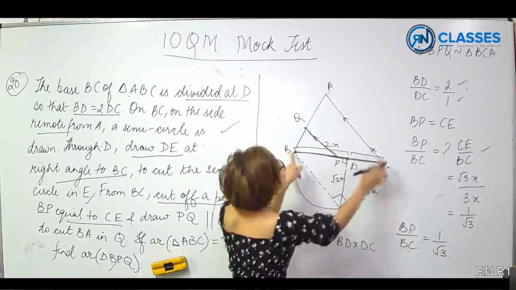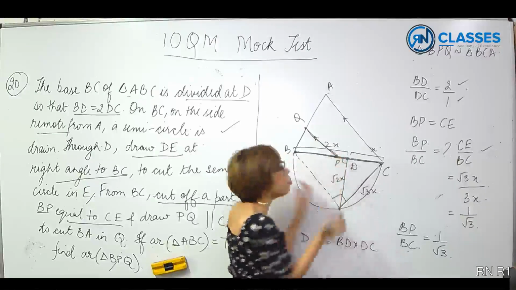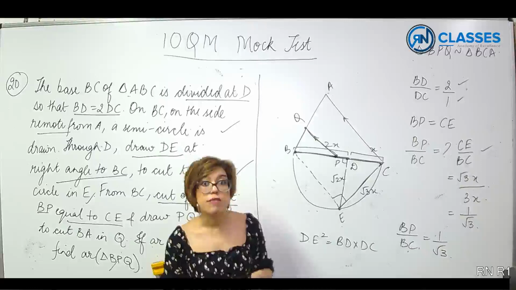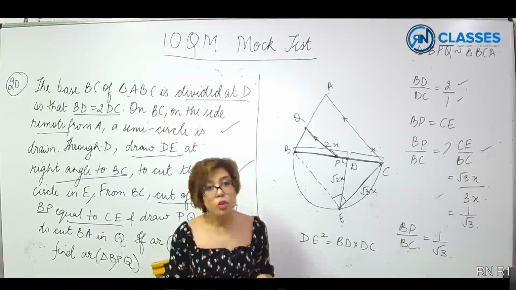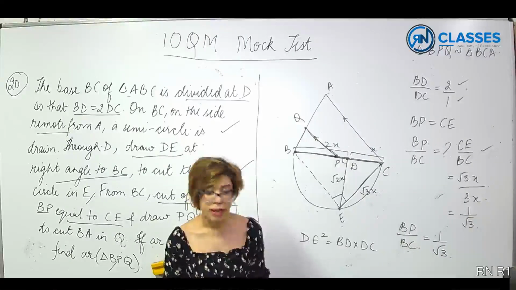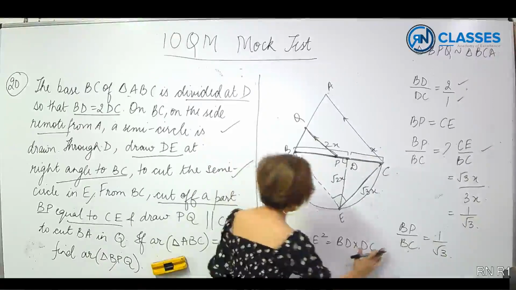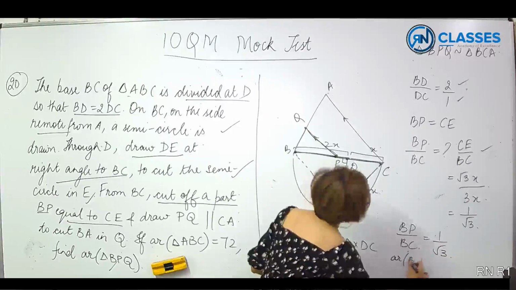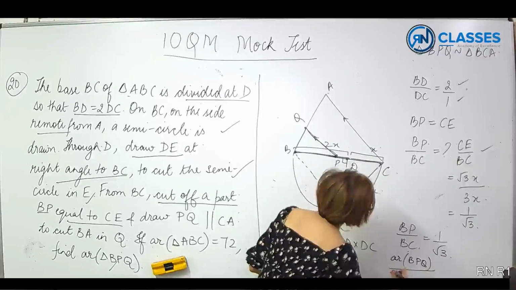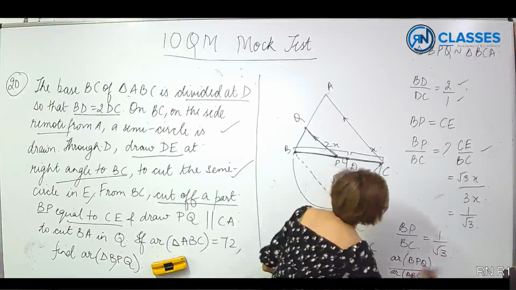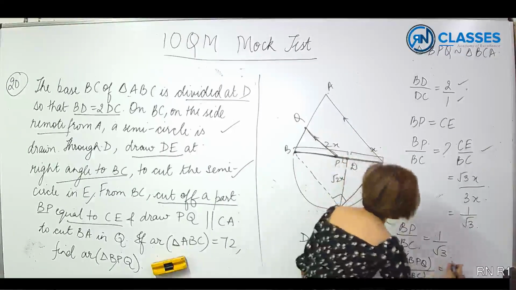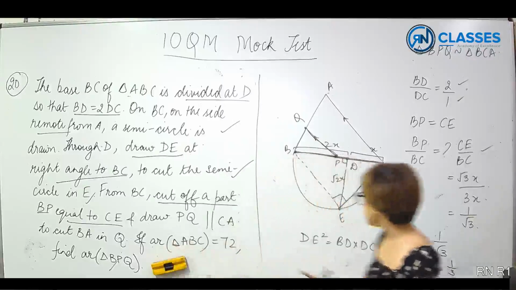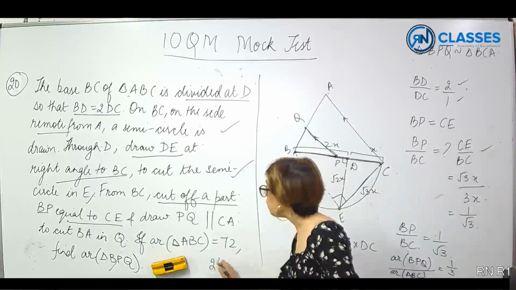Right? BP by BC. Now, since I know the ratio of corresponding sides, can I find the ratio of the areas of similar triangles? Even if we do not know, within 10 seconds I can derive it. Right? The ratio of the area would be nothing but, I am writing it here, area of BPQ whole divided by area of ABC would be nothing but 1 by root 3 whole square, which is 1 by 3. Now, if this is given to be 72, this will turn out to be 24, which is the answer.